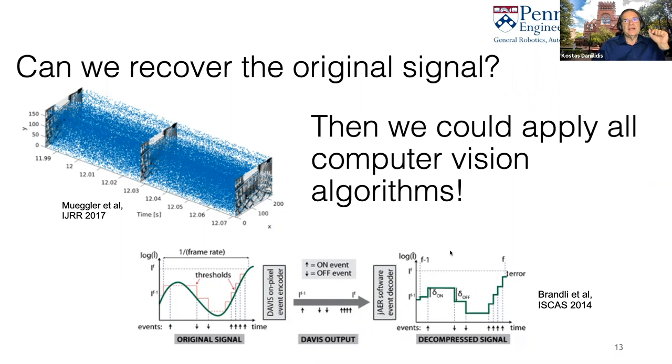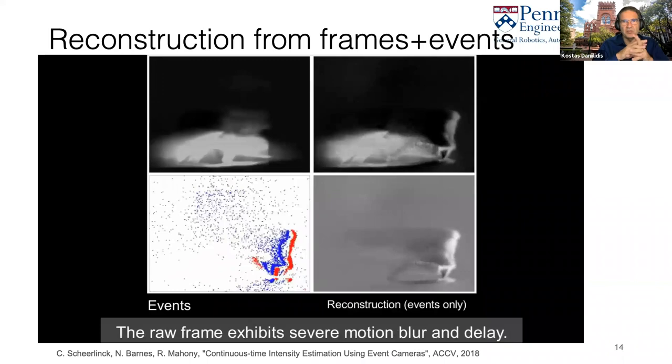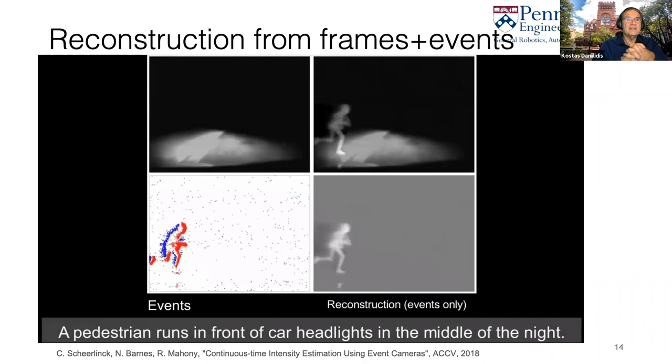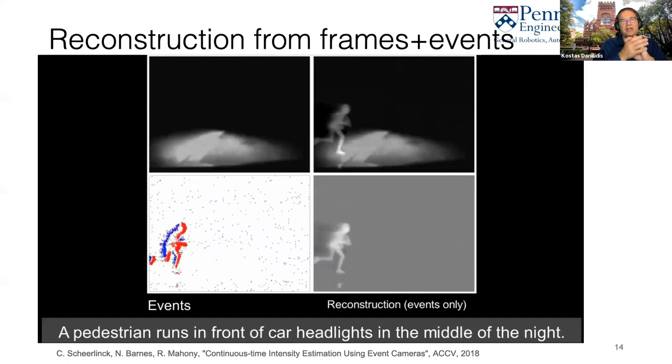And now with neural networks we can do it even better. But purely in terms of signal processing, this is from the group at the Australian National University, where they reconstruct the frames, either given the sparse frames on the top or even purely from events. And you can see on the bottom right, this is the reconstruction of frames purely from events. And they show, definitely there is no DC component there, that's why it is gray. You see pretty good reconstruction.